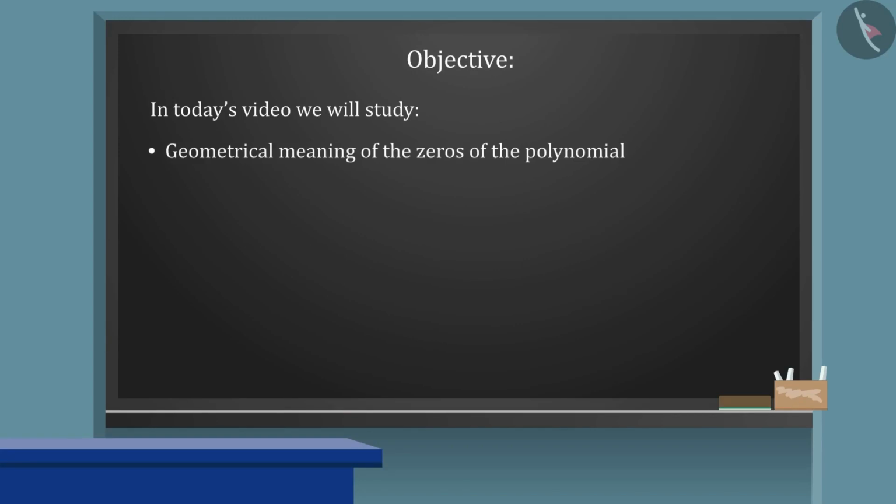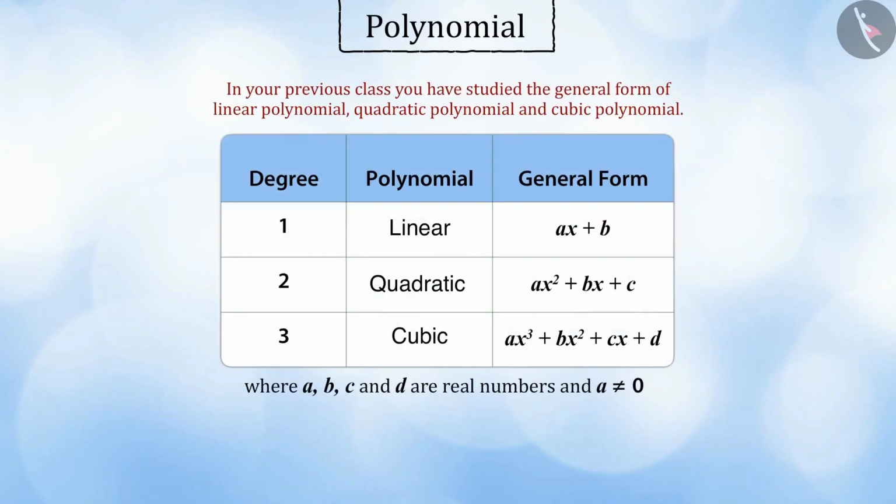In today's video, we will study about the geometrical meaning of the zeros of the polynomial and discuss the different conditions of quadratic polynomials. In the previous video, you have studied the general form of linear polynomial, quadratic polynomial, and cubic polynomials.